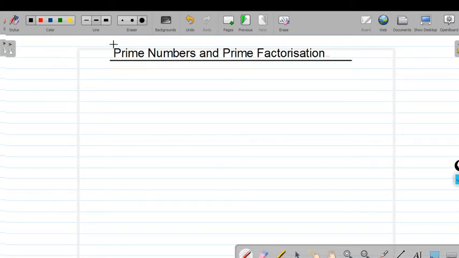Because when we talk about prime numbers, we have 2, 3, 5, 7, 11, 13, 17, and so on and so forth. Those are numbers that have no other number that can divide them except themselves and 1. Then the prime factors are those factors of a number that are prime, which we just did now. They are factors of a number that are prime.